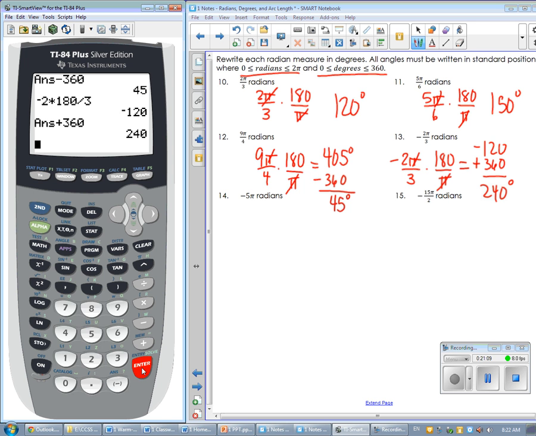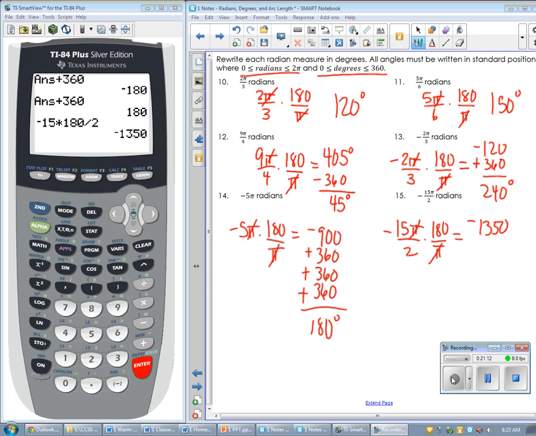If you could go ahead and pause the video. Okay, so I went ahead and did number 14. You end up with a negative 900-degree angle, so you have to keep adding 360 degrees until you get between 0 and 360. Number 15 is the same way, so I just multiplied through and I got negative 1350. So I'm just going to keep adding 360 until I find myself back with a number that is between 0 and 360. So I'm just going to keep adding until I get there. And so that's going to be equivalent to a 90-degree angle.